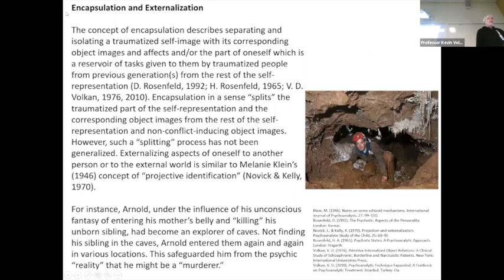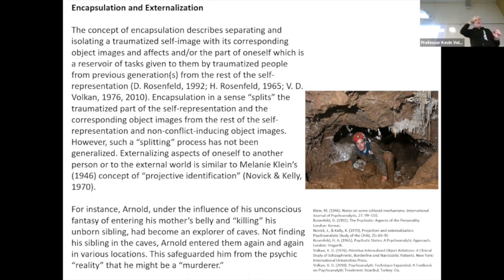Encapsulation describes separating and isolating a traumatized self-image with its corresponding object images and affects as a part of itself, which is a reservoir of tasks given to them by traumatized people from previous generations. Okay, this is from the rest of self-representation. In other words, encapsulation, in a sense, splits the traumatized part of their self-representation and the corresponding object images, the internalized images of their parents, apart, right? They keep the trauma encapsulated, right?